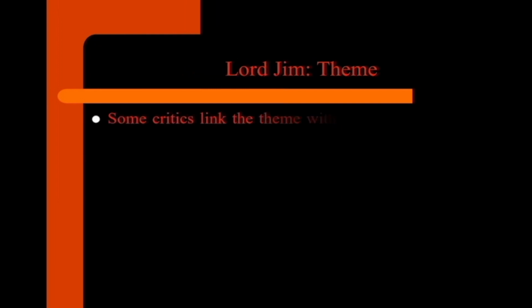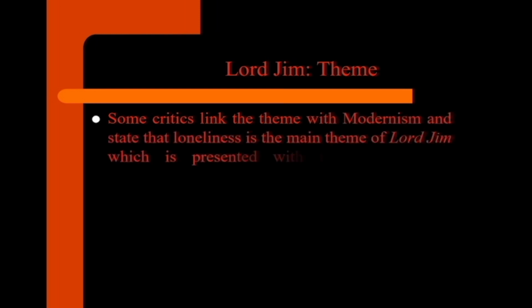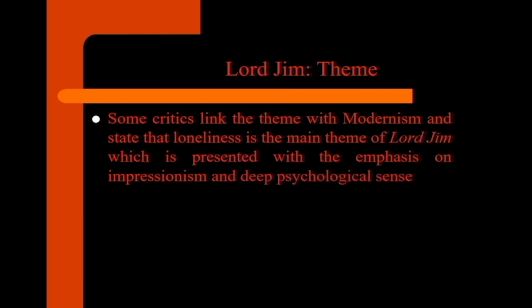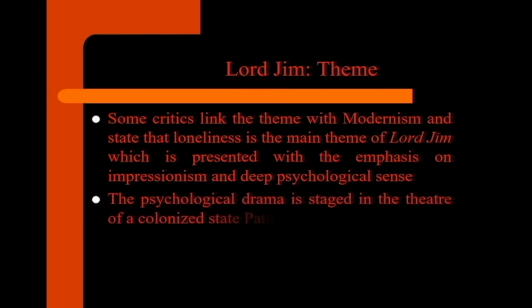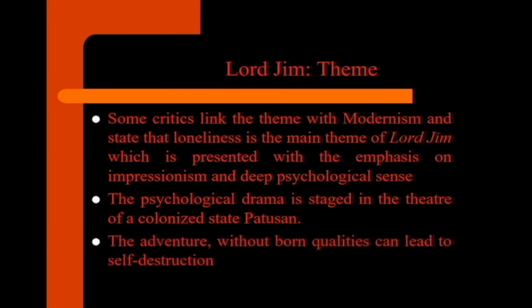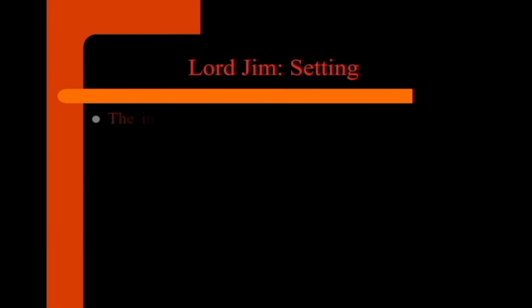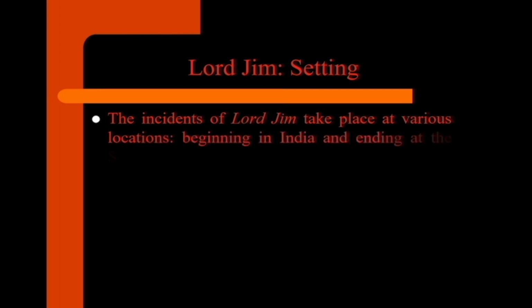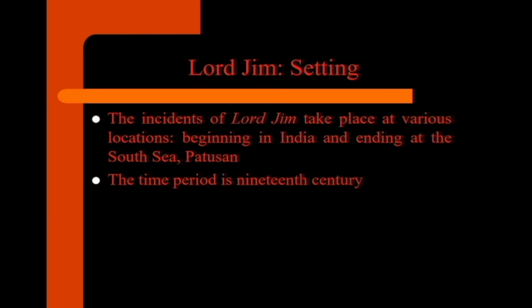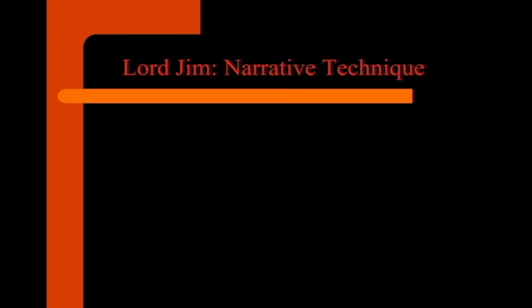Some critics link the theme with modernism and state that loneliness is the main theme of Lord Jim, which is presented with the emphasis on impressionism and deep psychological insights. The psychological drama is staged in the theatre of a colonized state, Patusan. Adventure without inborn qualities can lead to self-destruction. The incidents of Lord Jim take place at various locations, beginning in India and ending in the South Seas, Patusan. The time period is the 19th century and the East is the theatre where the last action of the novel takes place.